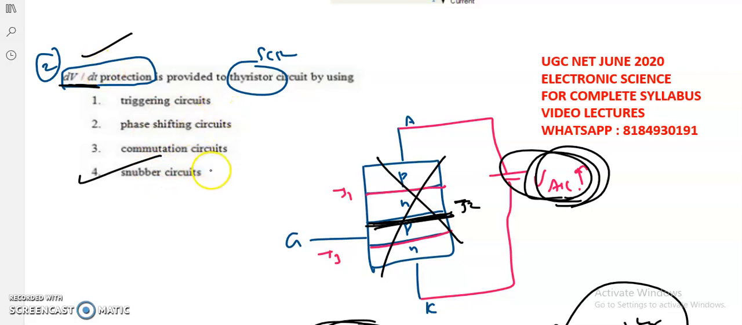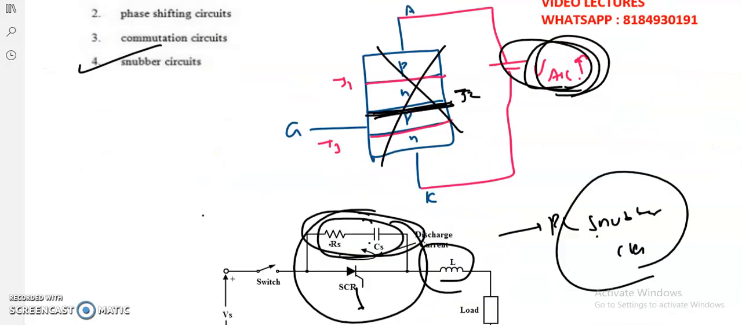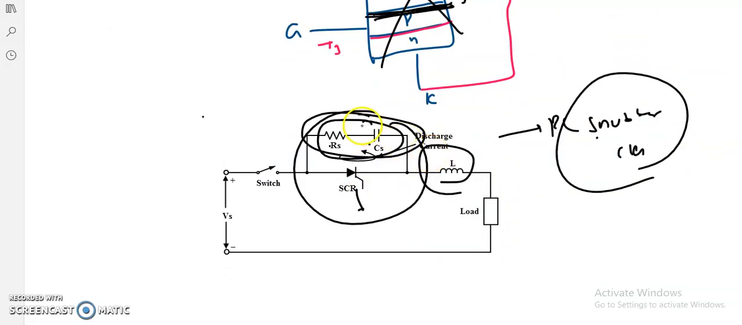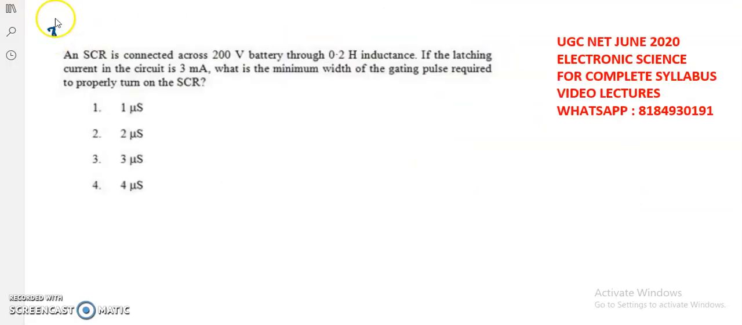And in case they ask what the snubber circuit includes and how the circuit looks, it is a snubber circuit: a series RC connected in parallel to the SCR, and this entire arrangement is in series with one inductor. Okay, so while coming to the next question, it is the third problem we are going to see here.